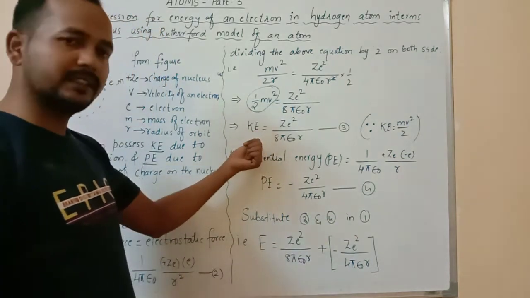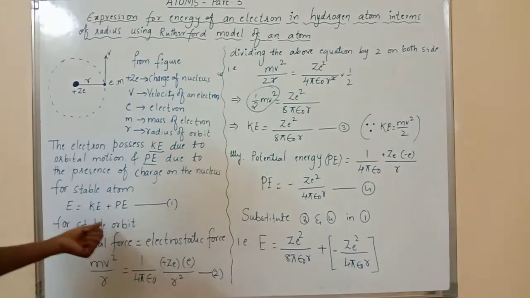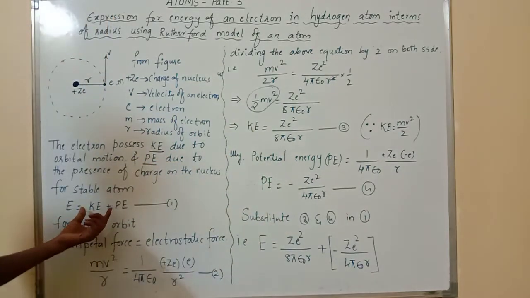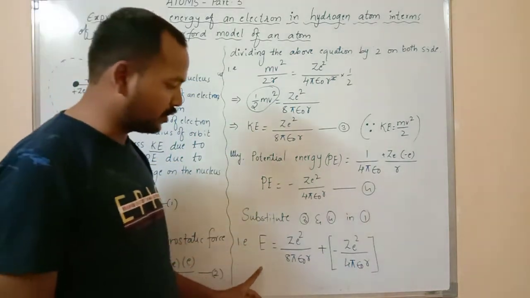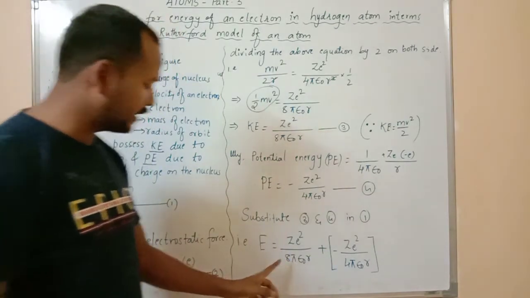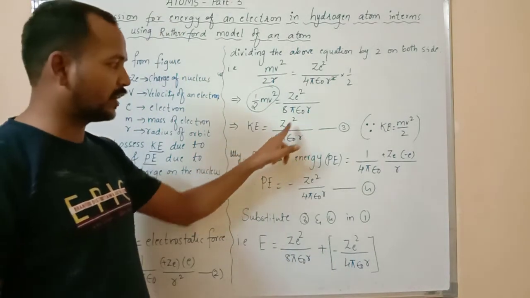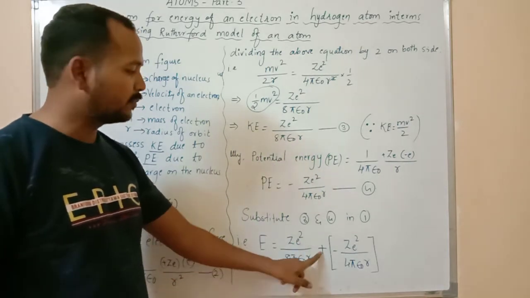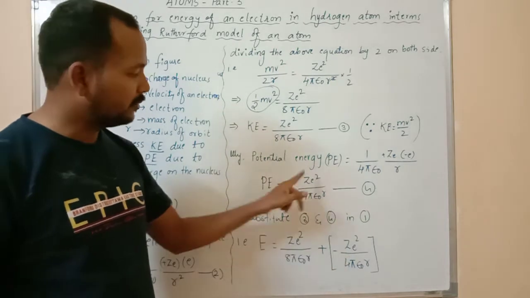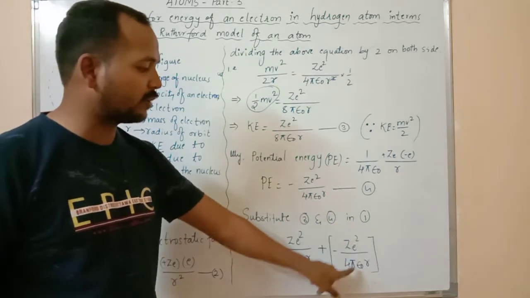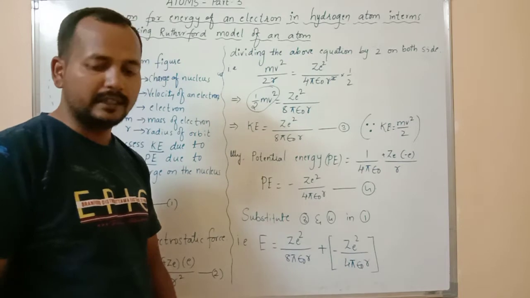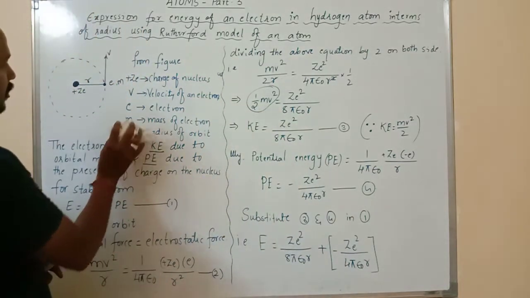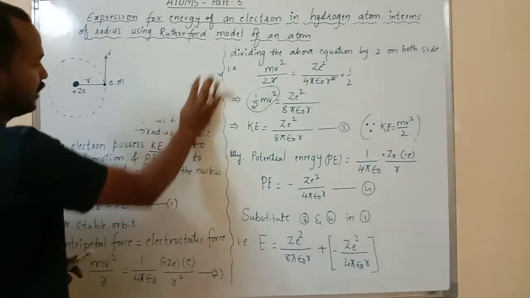Now we got kinetic energy and potential energy, which we required. Now we substitute both in equation number 1, such that total energy is equal to kinetic energy, which is Ze square upon 8 pi epsilon naught r, plus potential energy, which is minus Ze square upon 4 pi epsilon naught r. Now what happens to the equation? The total energy equation will be calculated.